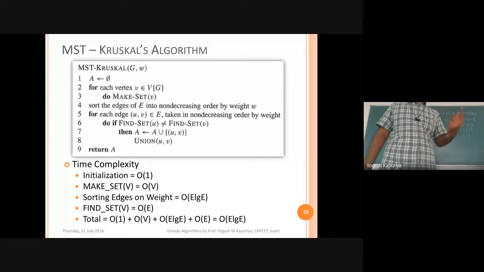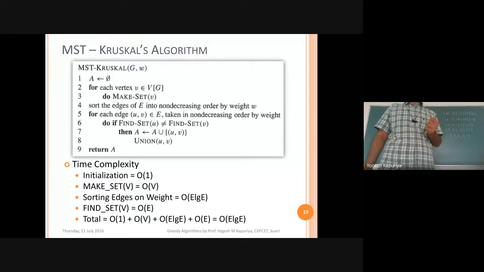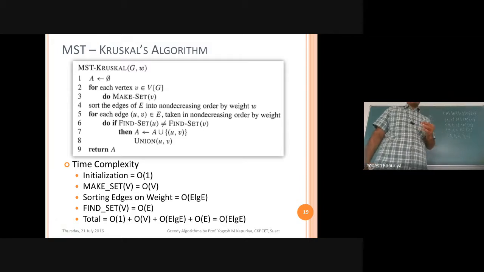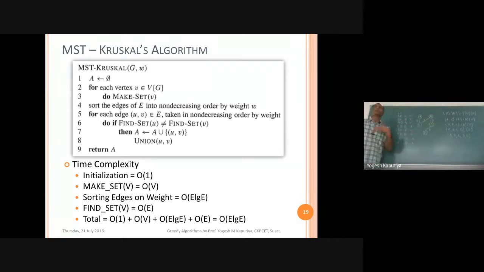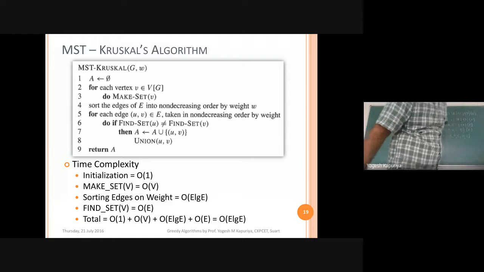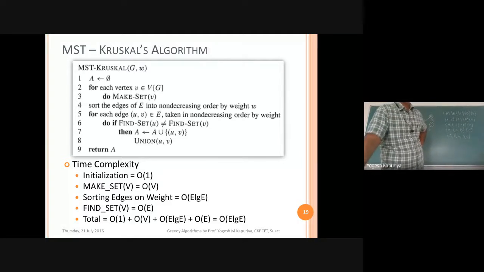Then again in lines 5, 6, 7, 8, we have another for loop. How many times are we running that loop? Fine, but how many times are we repeating that? Till the time of all edges. So if there are 10 edges, then we are repeating it 10 times. Here in our case, the number of edges is E, so we are repeating it E times.